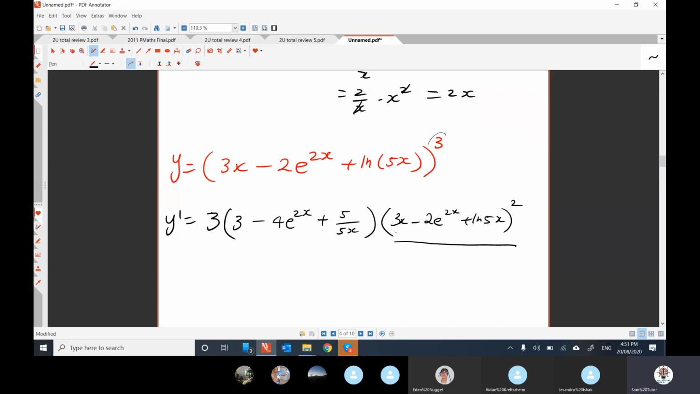So here we go. What's the derivative of 3x? 3. What's the derivative of 2e^2x? Well, hold on. 2e^2x is 2e^2x, but then because you've got to differentiate the 2x, 2 times 2 becomes 4e^2x. And then plus the derivative of log 5x, which is 5 over 5x, which eventually cancels out to 1 on x. And done. You wouldn't expand it because you'd just be silly.